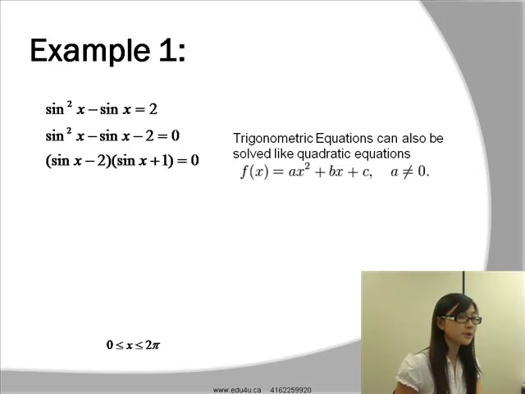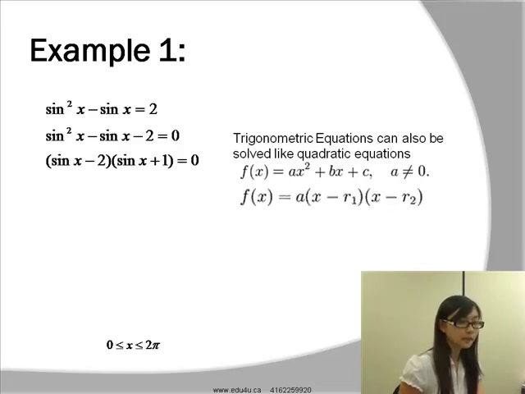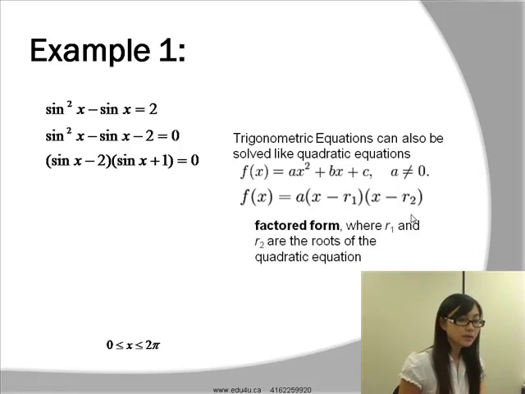A quadratic equation takes the form f of x equals a times x squared plus bx plus c, for a not equal to 0. A quadratic equation can be rearranged to the following form: f of x equals a times (x minus r1) times (x minus r2). This is the factor form of a quadratic equation, where r1 and r2 are the roots of the quadratic equation. So likewise, we can apply it to our trigonometric equation.